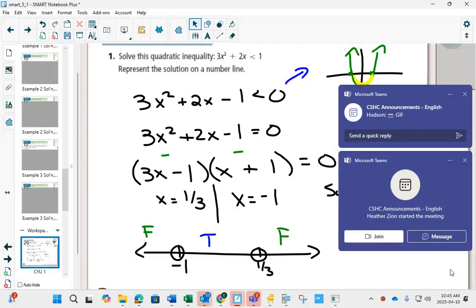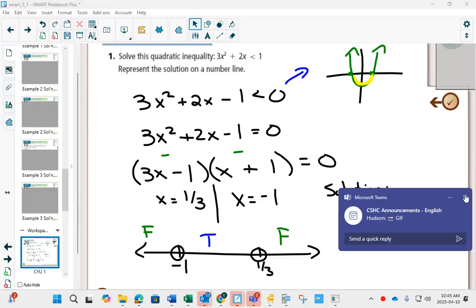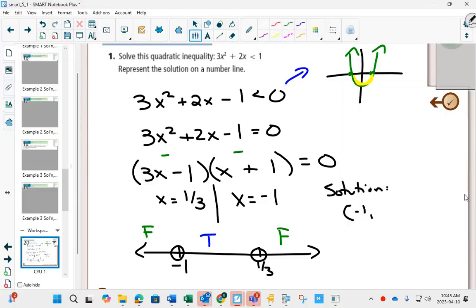Oh wait, I'll finish writing the solutions here. This is enough on these. You could write it like this, from -1/3 to 1/3.